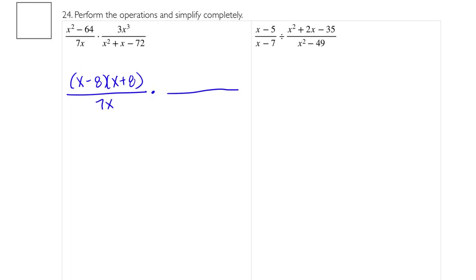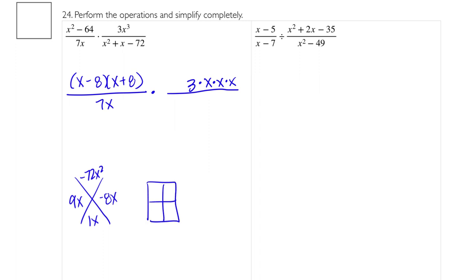And then this numerator is 3 times x times x times x. I'm going to go ahead and write that out. And then the denominator of that one, we can do the x game to figure out. So something that multiplies to give us negative 72 and adds to give us positive 1 would be 9 and negative 8. And then we would have x squared, 9x, negative 8x, and negative 72. So we have x plus 9 and x minus 8.